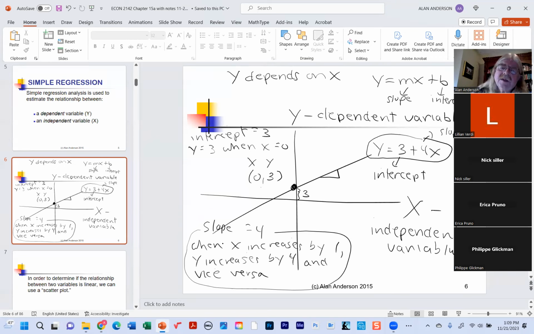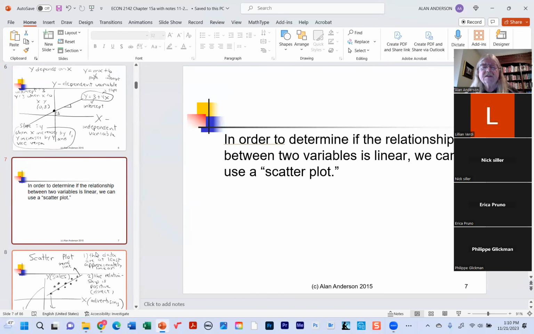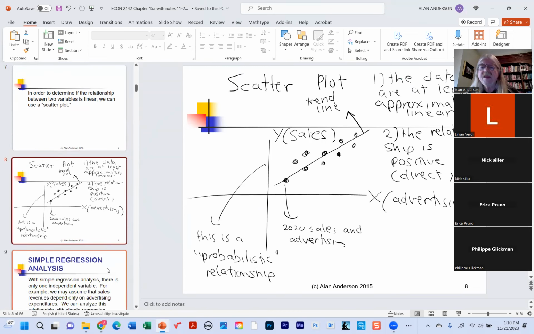Now, because we're assuming linearity when we run a regression model, it might be a good idea to make sure, before we do anything else, that our variables really are linearly related to each other. So how can we determine that? Well, we can create a very special kind of graph, which is known as a scatter plot. And I'm sure you've seen these before. What you're effectively doing is taking data for both X and Y. So for the case of sales and advertising, each point represents a single year's sales and advertising.